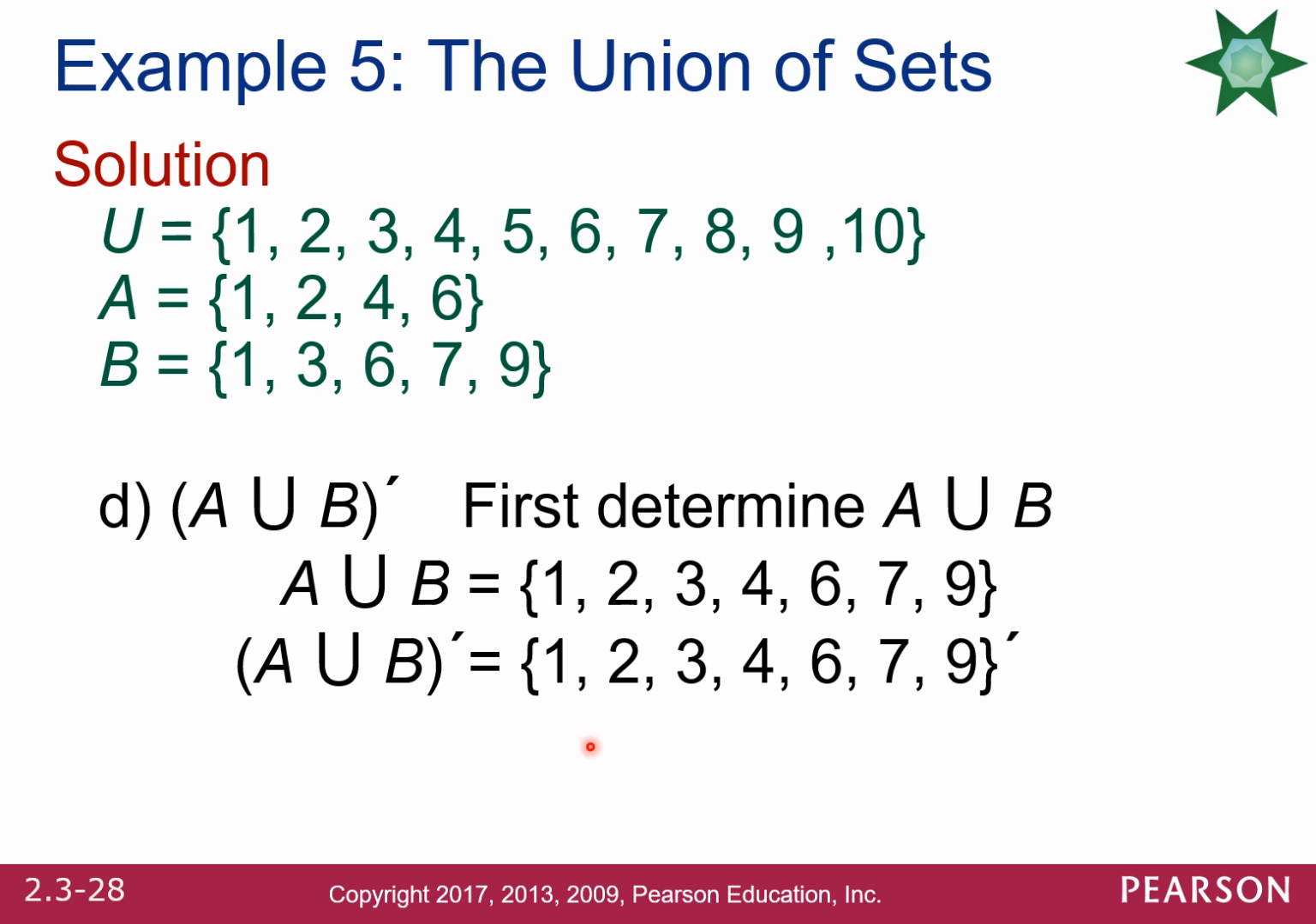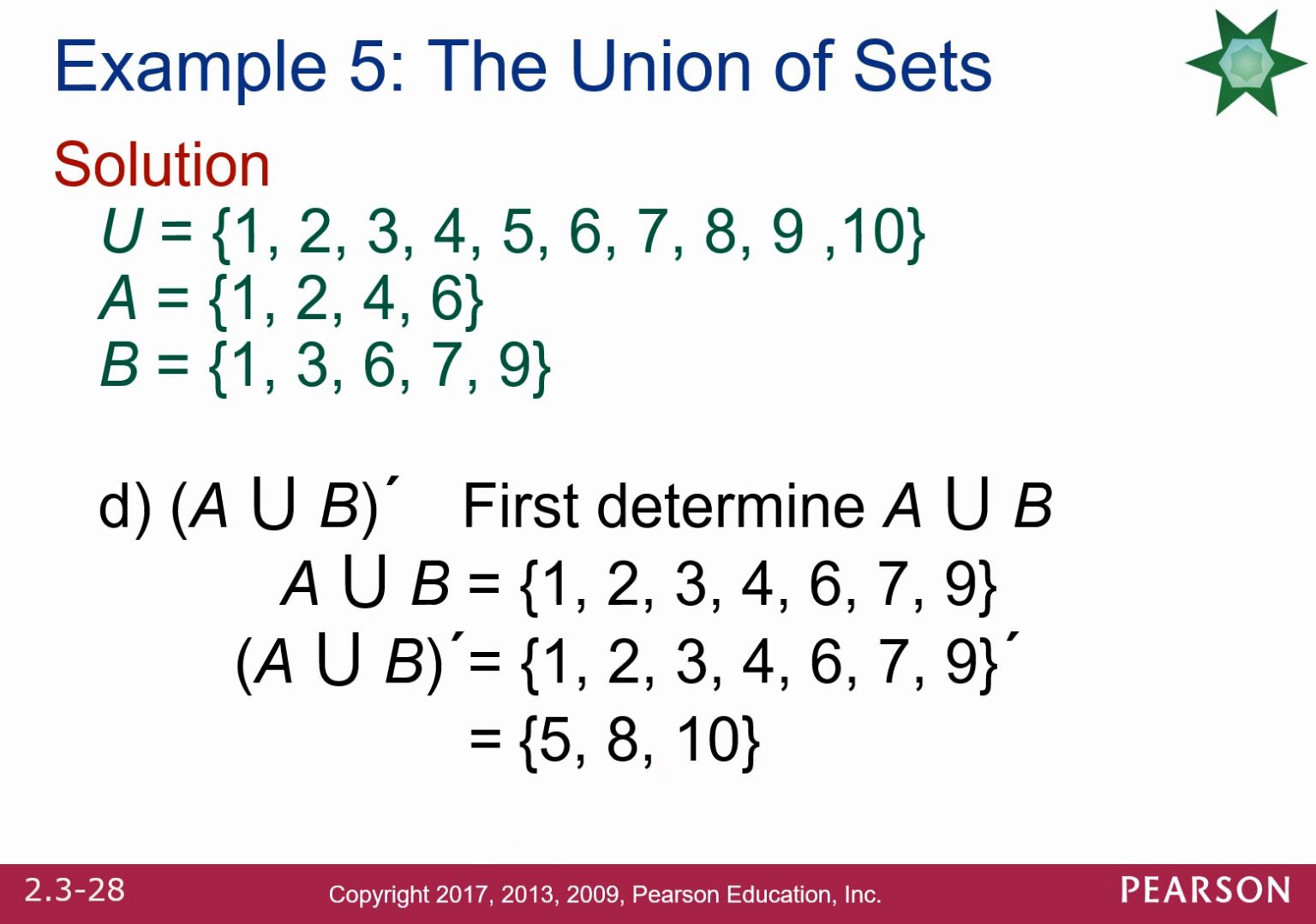The final set, the final answer is not this. We still have to find the elements which are not 1, 2, 3, 4, 6, 7, 9 in the universal set. All right, so there's another step to it. 5, 8, and 10 are what we come up with.